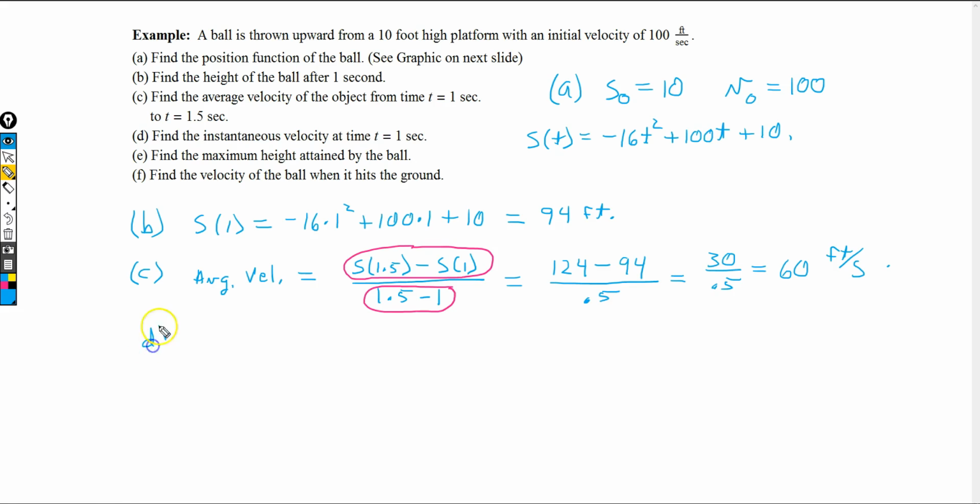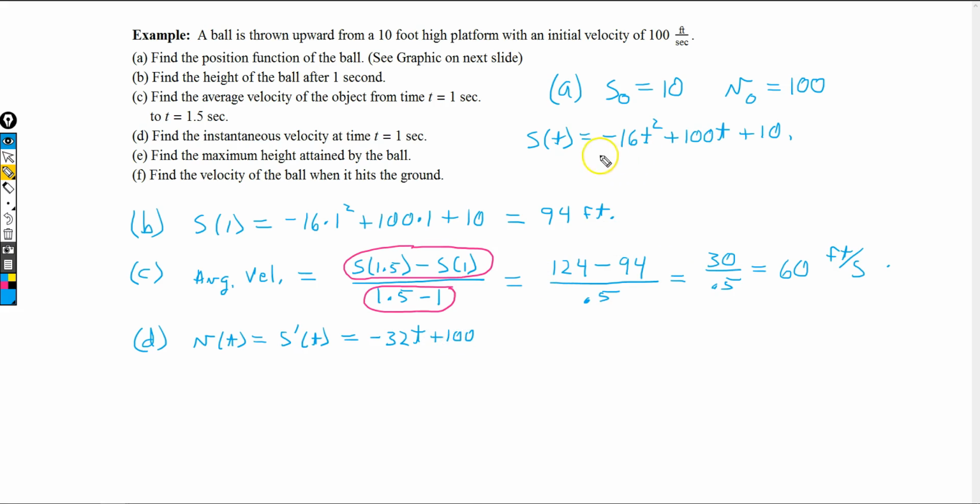Part D, find the instantaneous velocity at time 1. Alright, well, our instantaneous velocity is v of t. That's s prime of t. So in this case, it's going to be negative 32 t plus 100.